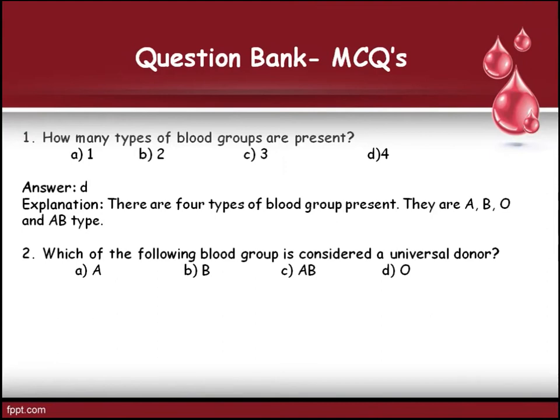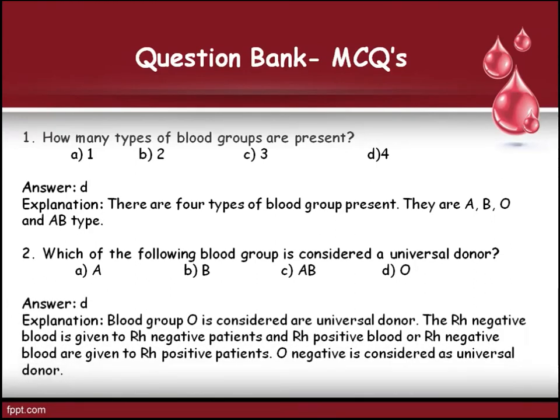Next is, which of the following blood group is considered a universal donor? Option A is A, B is B, C is AB, D is O, and the answer is D, O. Blood group O is considered a universal donor. The Rh negative blood group is given to Rh negative patient, and the Rh positive blood group or the Rh negative blood group are given to Rh positive patient. O negative is considered a universal donor.